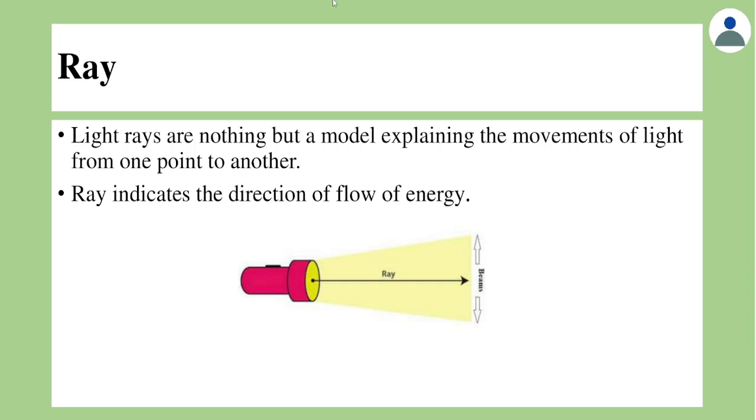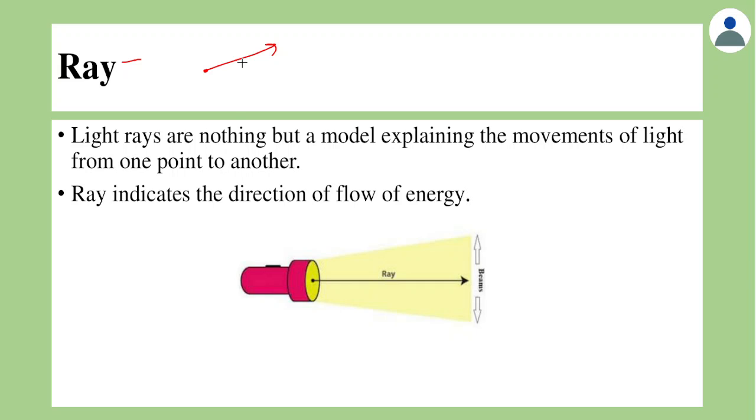The first topic here is called a ray. Now geometrically, a ray would mean it will have a starting point and some direction. This is called a ray geometrically.